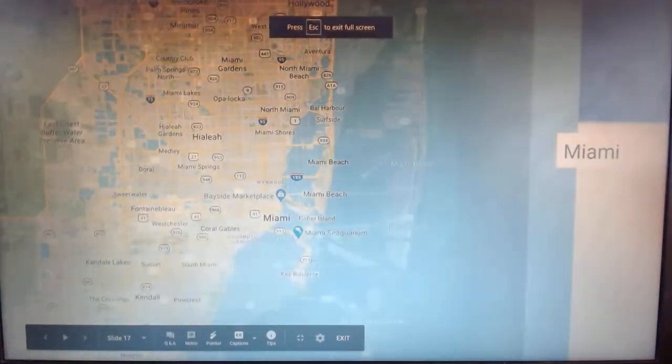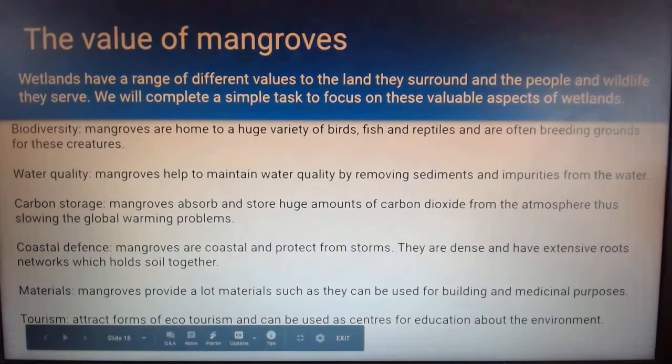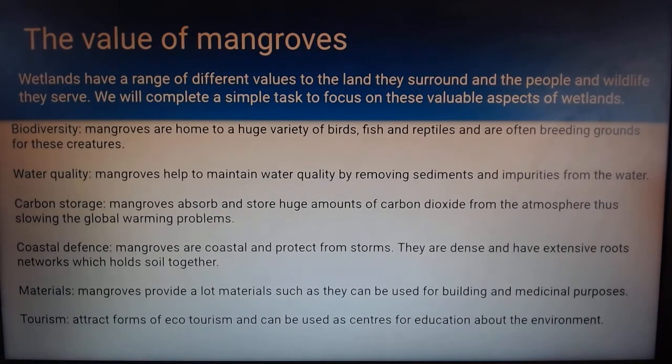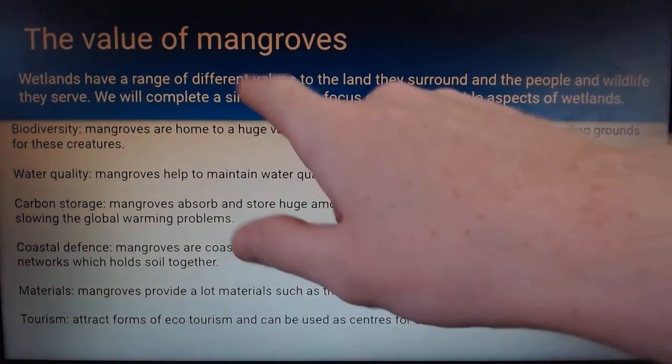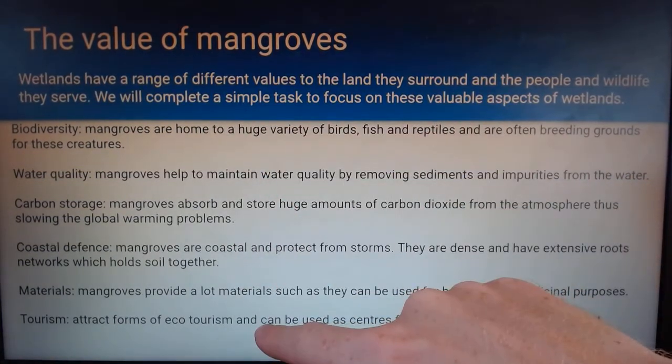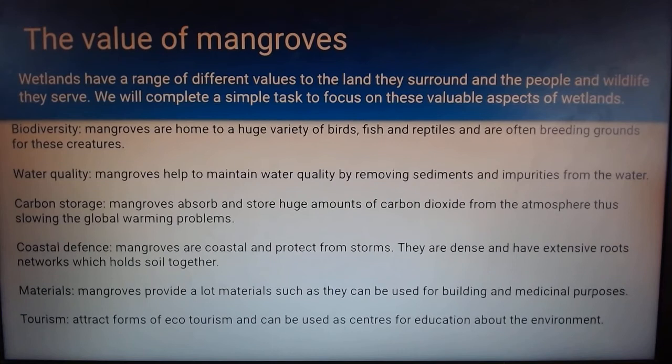So that's Miami. The last little thing I want to go through is just the value of mangroves. We're going to look at coral reefs next week, but mangroves have a huge variety of very important uses and things that they do. You don't write the bit in the white, but I do want to note all of these things. They're incredibly biodiverse. They're home to a huge variety of animals, and they're often the breeding grounds where these creatures reproduce. Very important in terms of biodiversity.